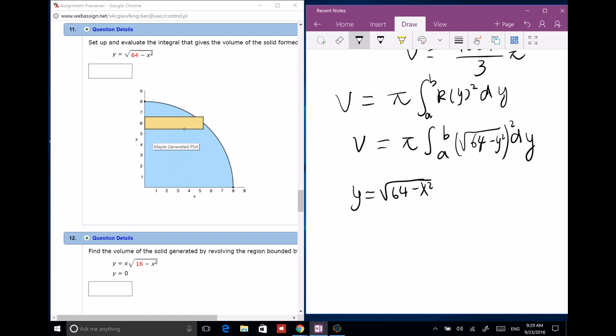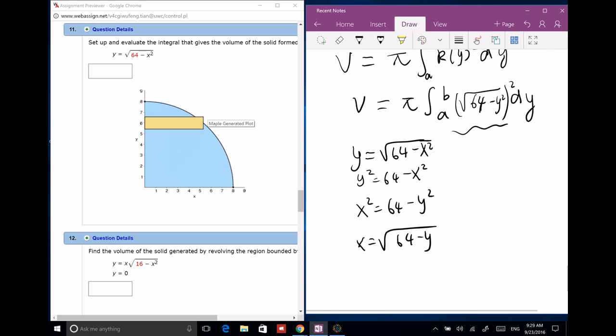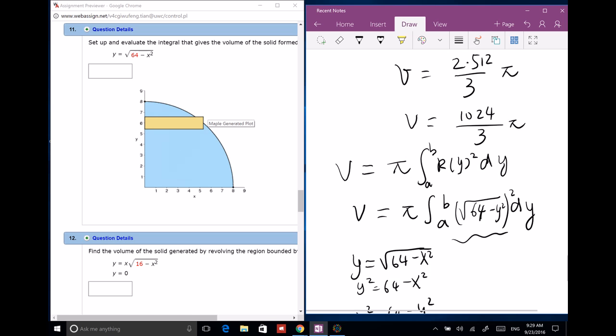This length is just x. But we solve for x here: you square both sides to have y squared equals 64 minus x squared. Then x squared equals 64 minus y squared, because x squared plus y squared equals 64. Then x is the square root of 64 minus y squared. But we have to use the y function to represent the x. Then if you take the integral, you will have the exact same answer as this one.